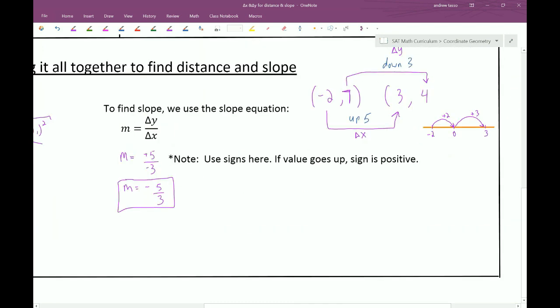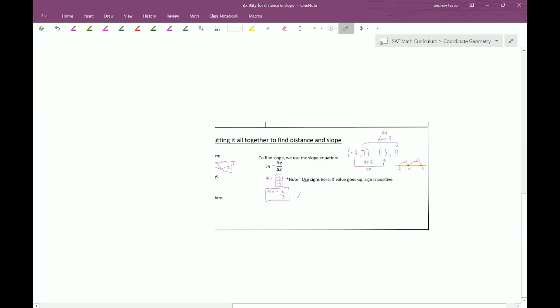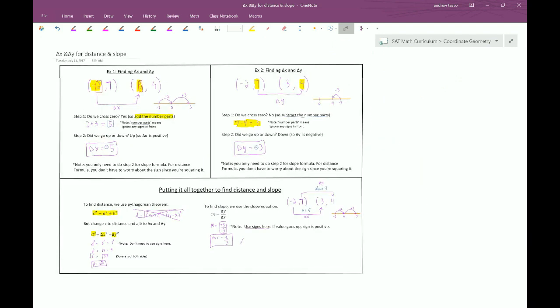Now to find the slope, we are also going to use delta y and delta x, but in a different way. We're just going to divide them. Okay, but this time notice that we're going to use the signs that we determined based on whether it went up or down. Okay, so it's going to be -3 over +5, so that's going to make -3/5 altogether. All right, so that's how we find distance and slope using delta x and delta y.